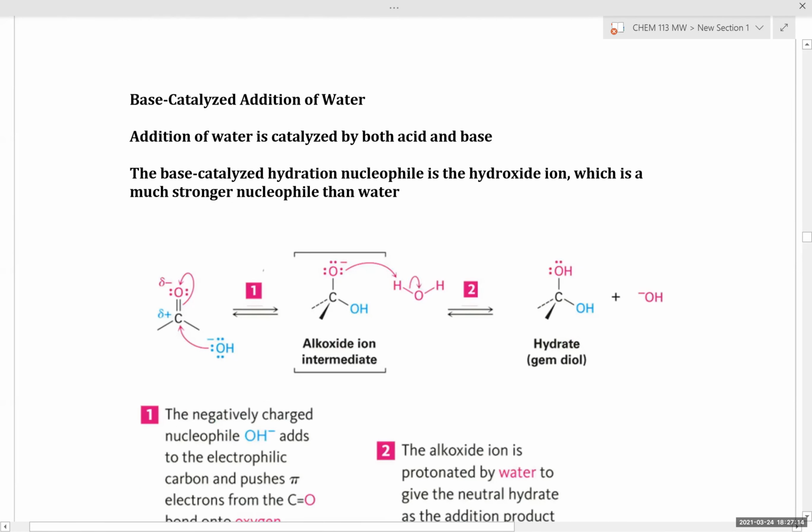So let's reemphasize and review the two major ways that we can add water into carbonyls. So the addition of water can be catalyzed by both acid and base. In base catalyzed hydration, the nucleophile is the hydroxide ion. So in this case, hydroxide adds in to our carbonyl carbon. We in turn generate an alkoxide intermediate, which is in turn immediately protonated with water to make our hydrate. Does this mechanism for hydrate formation under basic conditions make sense to everyone? Any questions?